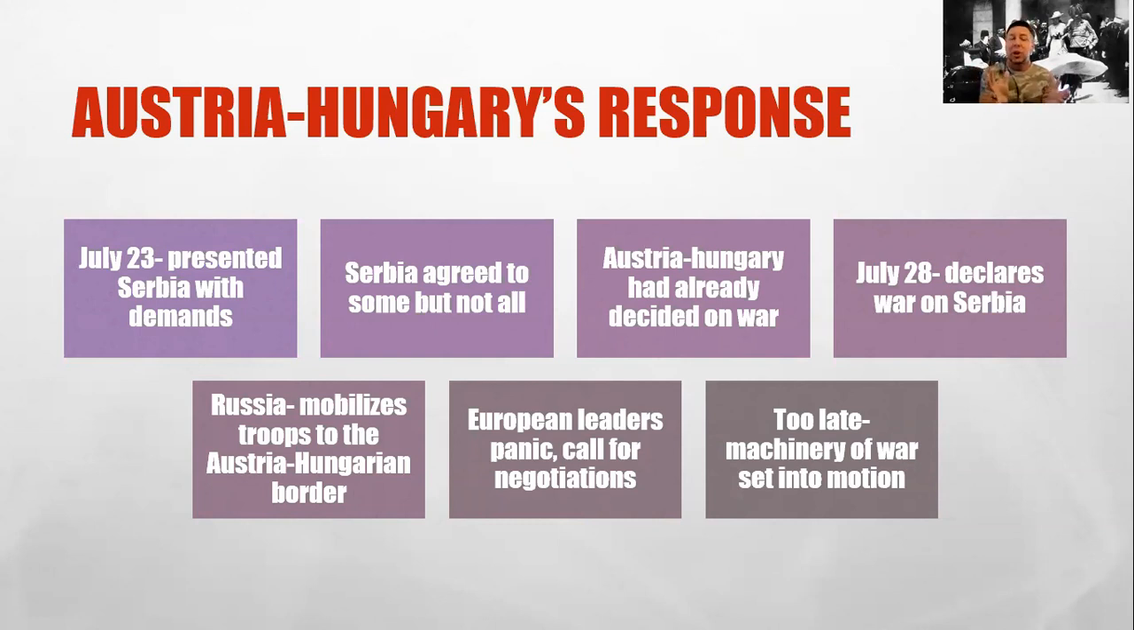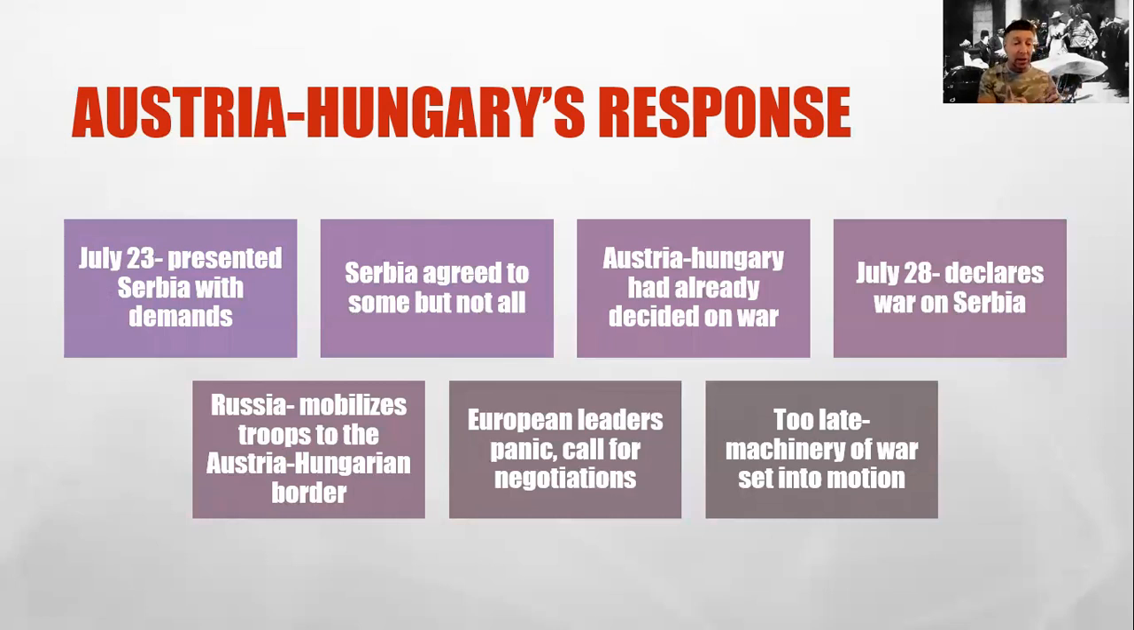Serbia was trying to play it like it was just some group and we didn't really have anything to do with it, so you can't blame us, and we're going to try and be cool with you and do what we can so that you don't come in and invade us because you're much larger than we are. So Serbia says, okay, we can agree to some of these things, but there's some things we can't do. Unfortunately, Austria-Hungary had already decided that they were going to war, and they had started mobilizing their troops.